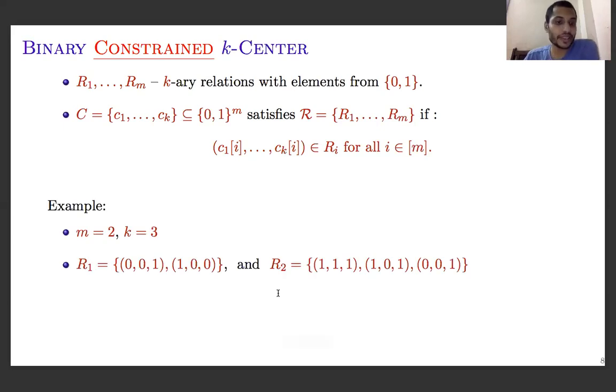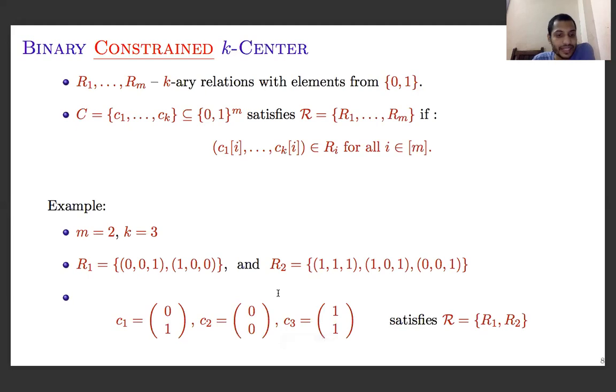So consider an example. When m is equal to 2 and k equal to 3, and consider R1 and R2 as mentioned here, then these vectors C1, C2, C3 satisfy the set of relations R1 and R2. Because look at the first row. The first row contains 0, 0, 1, and that belongs to R1. And the second row is 1, 0, 1, that belongs to R2.